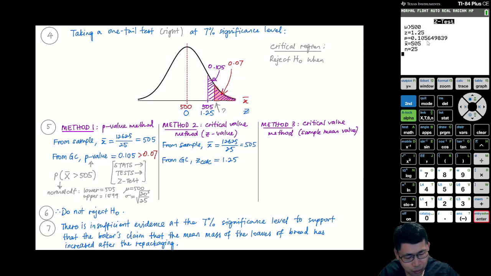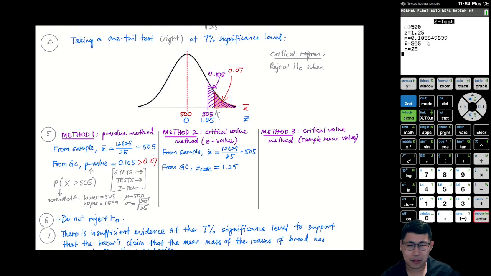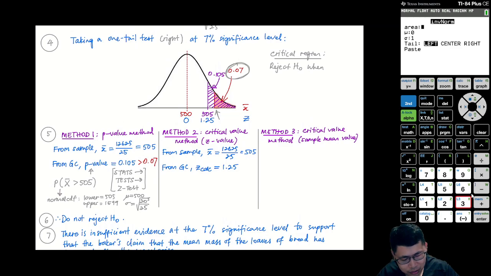So how do I get this critical region? It's actually by looking at inverse normal. Let me go to the distribution. I need to look at inverse normal. Now the area that I'm looking at is actually 7%, so 0.07. The mu is 500. The sigma is the whole sigma for the distribution, which is this one over here, so I'll put in square root of 20 square divided by 25. Now I'm looking at the right tail.